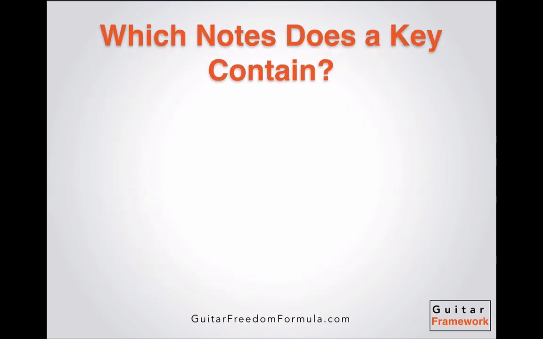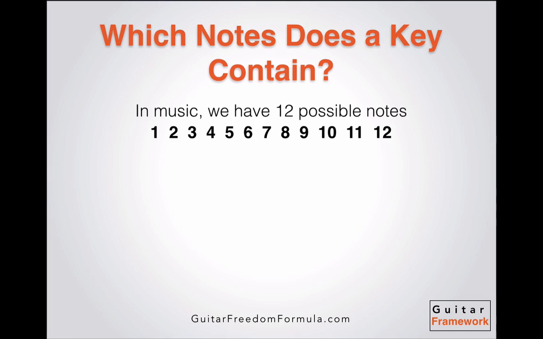So here's another question. Which notes does a key actually contain? So which notes are inside a key? Well, if you remember, in music, we have 12 possible different notes. And when we talk about these 12 notes, what we're actually referring to is the 12 different letters, okay? So we have our 7 natural notes, A, B, C, D, E, F, G, and then we have our other 5 notes, which we sometimes call accidentals, but they're really called sharps and flats.